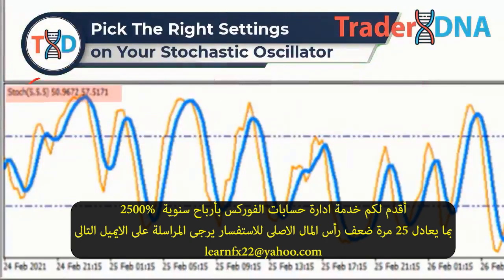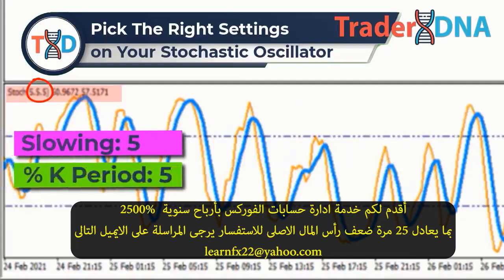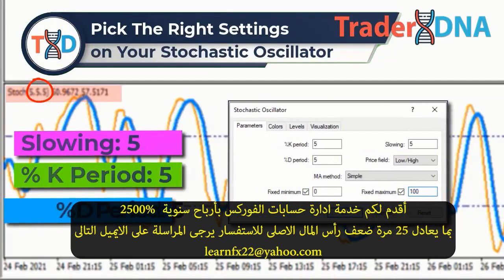Choose the most effective variables for your trading style by deciding how much noise you're willing to accept with the data. Understand that whatever you choose, the more experience you have with the indicator will improve your recognition of reliable signals. In this strategy, we use the stochastic with the following parameters. Slowing 5, %K period 5 and %D period 5.